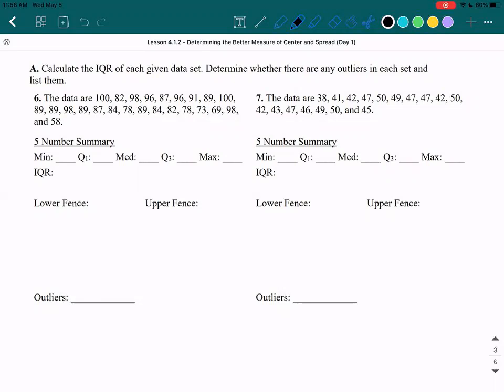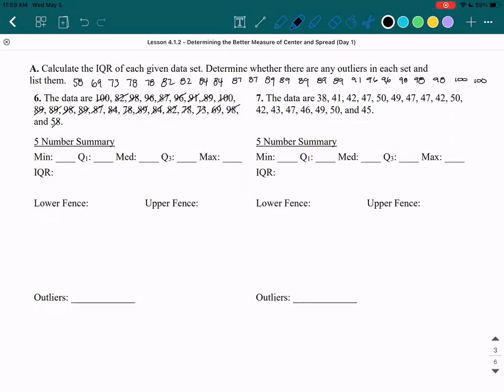Remember when you were calculating your 5-number summary, you need to put them all in order. So give me a moment while I put them all in order. All right, so as you can see, I wrote out all the numbers across the top in order from smallest to largest. Just copy it, pause the video, copy it, and then let's move on to the 5-number summary.